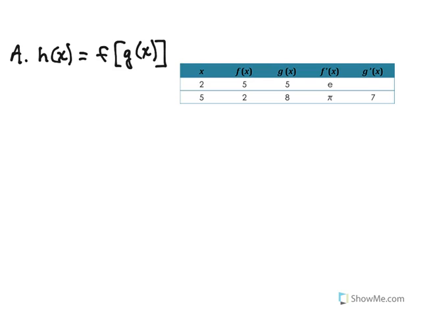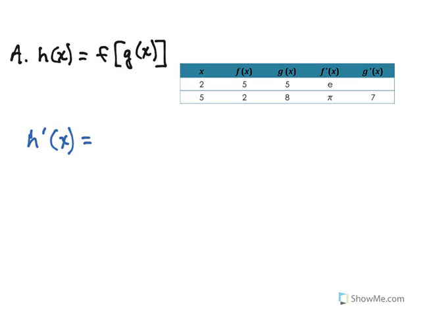So the first one we're asked to do is when the function h is defined to be the composite function f composed g, f of g of x. Now, because it's a composite function, if we wanted to find the derivative of h, that's going to require us to do the chain rule.